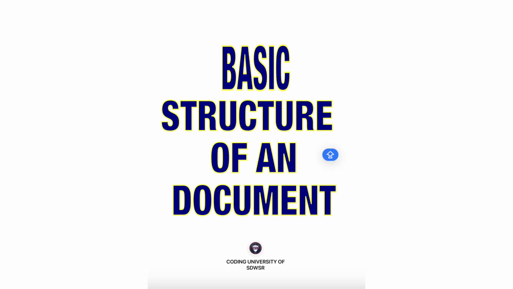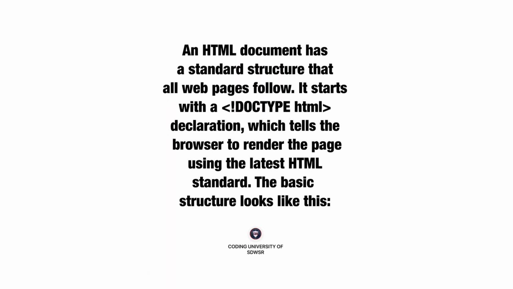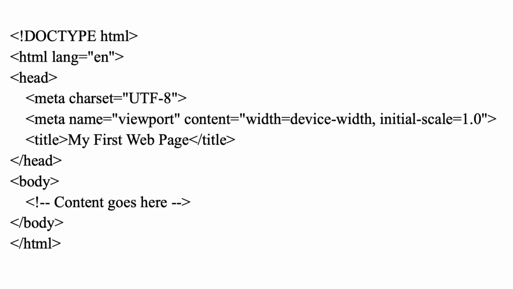Basic structure of an HTML document. An HTML document has a standard structure that all web pages follow. It starts with a doctype HTML declaration, which tells the browser to render the page using the latest HTML standard. The basic structure looks like this.